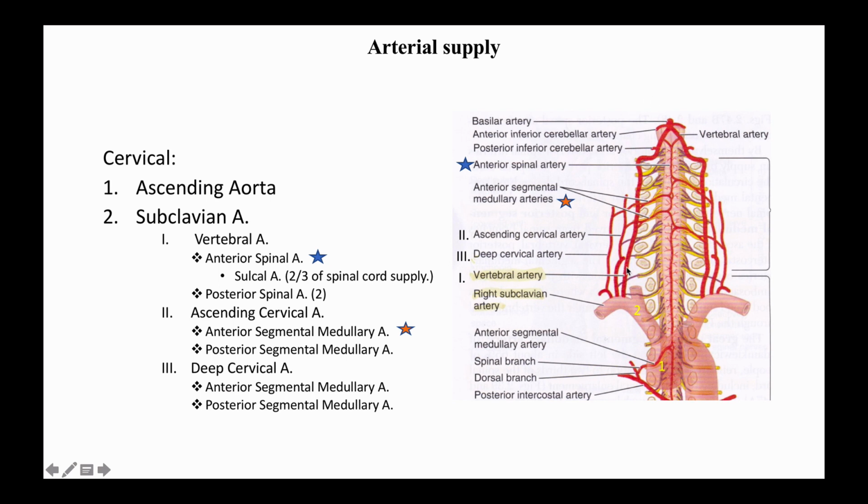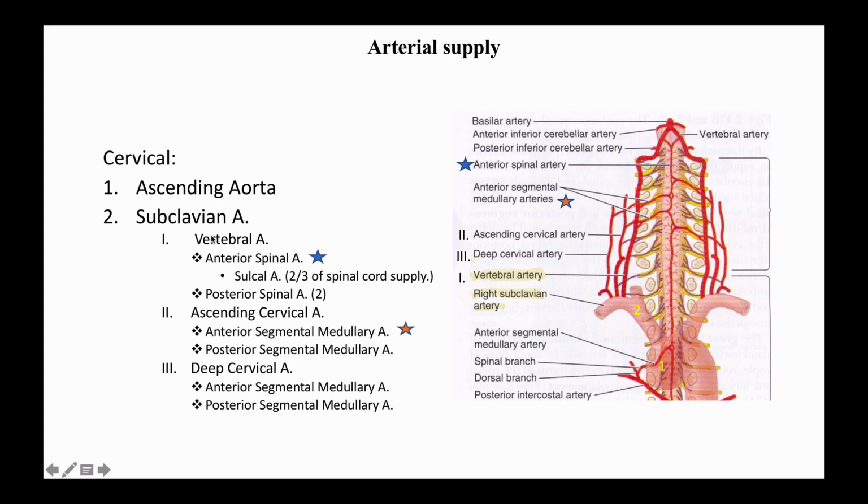So that's our vertebral artery. The next artery we have is our ascending cervical artery, right here, and it's giving off some branches as well. Then our third is our deep cervical artery. That's coming off right here, and it will be giving off branches as well.